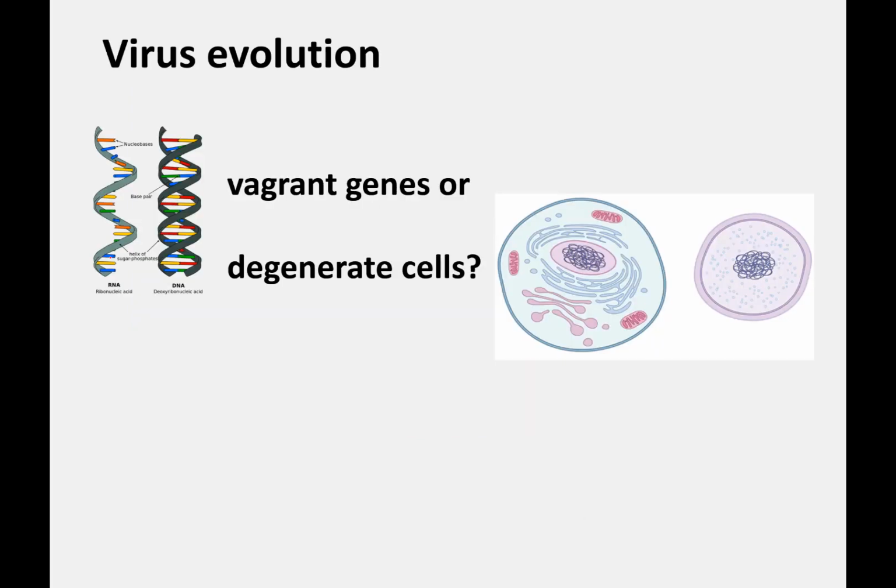So where did viruses come from? Well, we really don't know. There's kind of two main, some people call them three main ideas where viruses came from. The question is, were they vagrant genes? So were they genes inside a cell that kind of got loose? So genes from a cell that somehow became a virus.